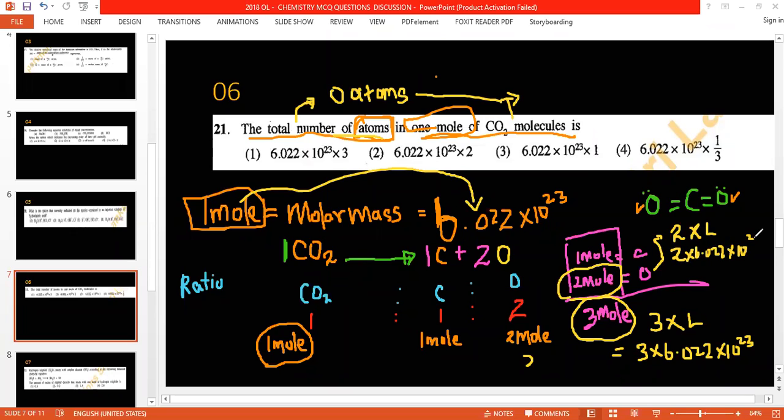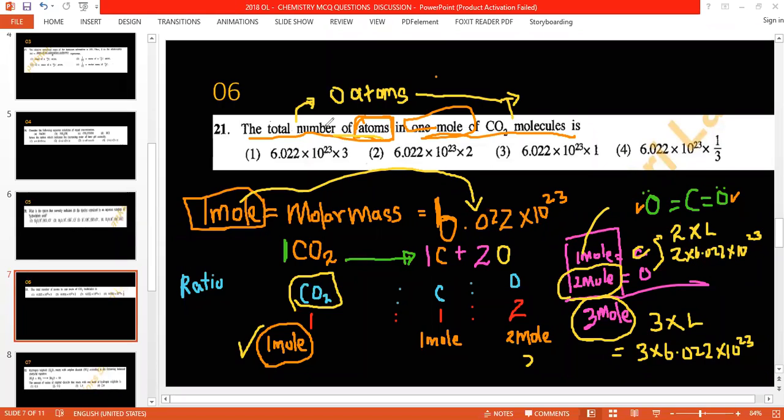If they have asked how many carbon dioxide molecules, if it's 1 mole, that is 6.022 into 10 to the power 23. How many carbon atoms? If it's 1 mole, that should be 6.022 into 10 to the power 23. And how many oxygen atoms? This should be 2 mole. So 2 into 6.022 into 10 to the power 23.